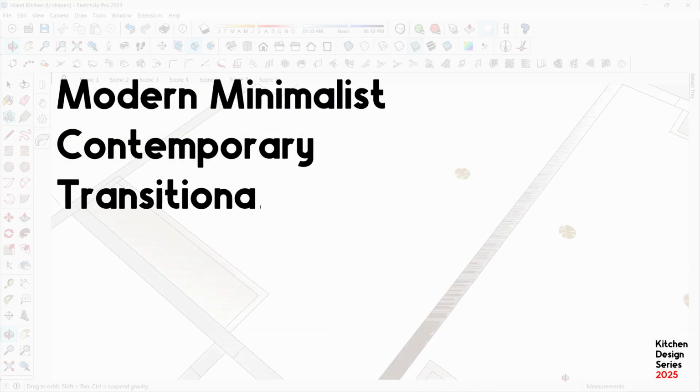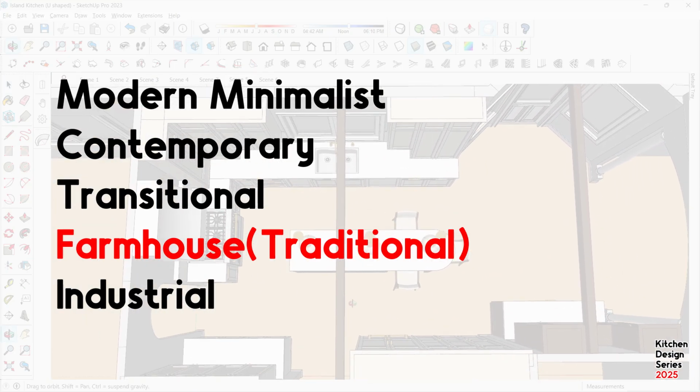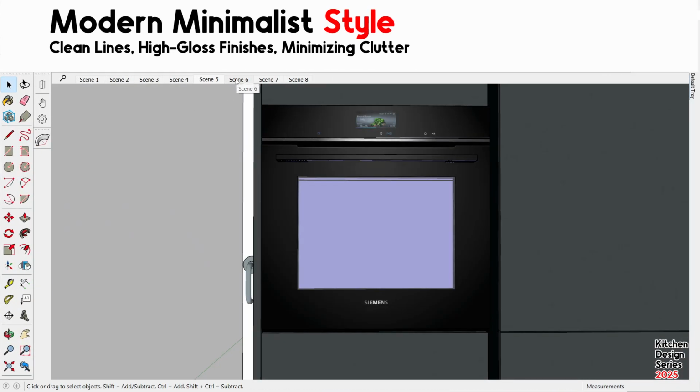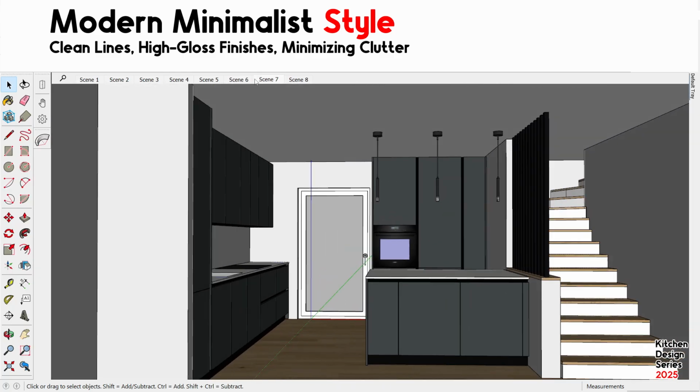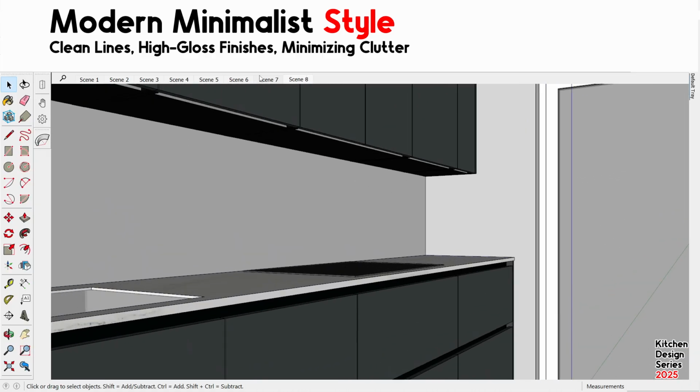Talking about kitchen styles, they can vary from the minimalistic to the traditional. We'll be quickly going through the five major styles for kitchen designs. The first style we're talking about is the modern minimalistic. This is characterized by clean lines, high gloss finishes, and it focuses on minimizing clutter in our kitchen space.